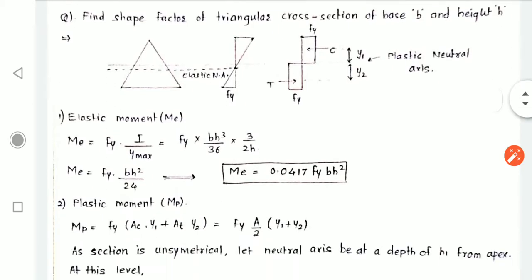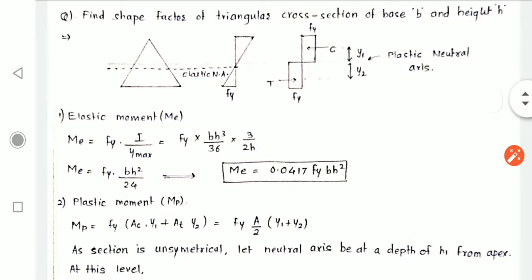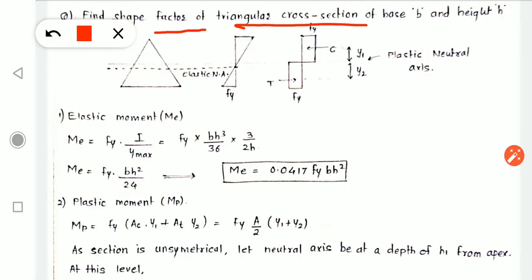Okay, let's start with the first question, and the first question is: find the shape factor for a triangular cross section of base B and height h. Now the very first thing you have to observe over here is that the triangle is an unsymmetrical section. The triangle is an unsymmetrical shape, understood? And therefore we have to take different steps in this problem. So let's start with the first step.